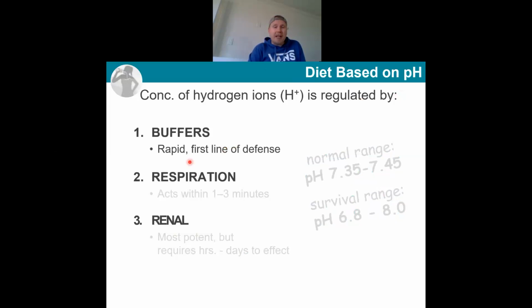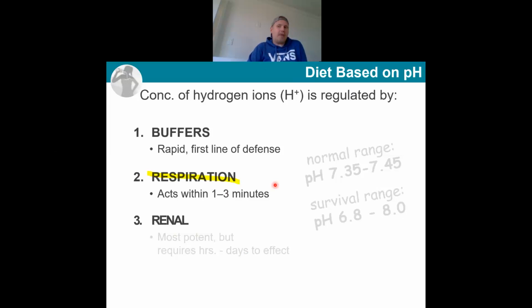This is the most rapid, fastest first line of defense of maintaining the body pH within the narrow range that we want. So buffers are chemicals that bind with either acidic or basic substances, and in this way getting the body pH where it needs to be. So quick chemical reaction.